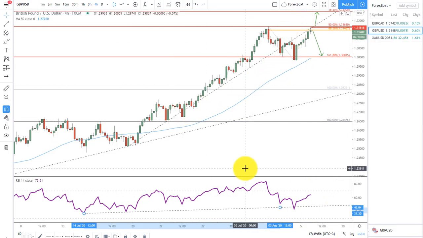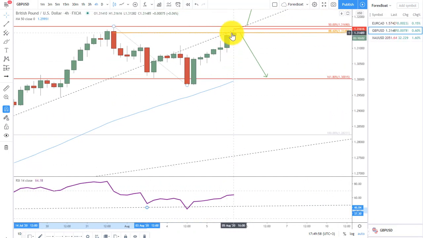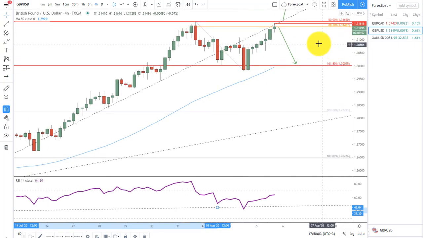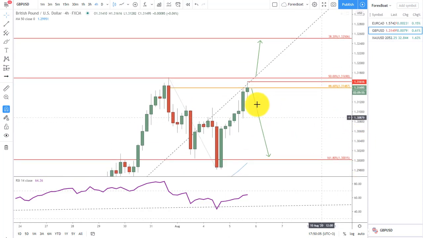And as I said, forward closing price will be very important to see what happens. And if there will be an upside move, probably the daily close also will be important to see the overall picture.